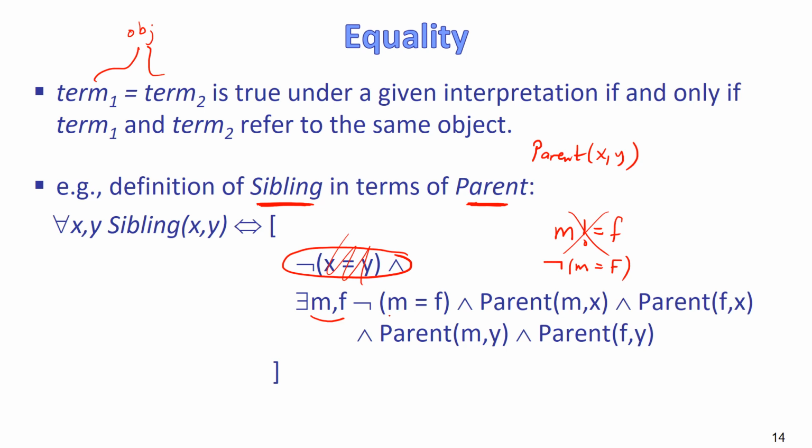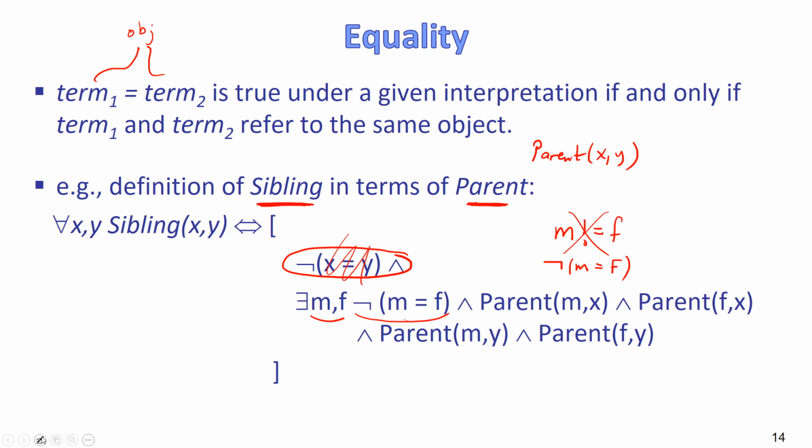Okay, not M equal F. So M equal F here is a sentence that is true if M and F are the same, are referring to the same object. So here with the not, we say that M is not referring to the same object as F. So that means M is not equal to F.